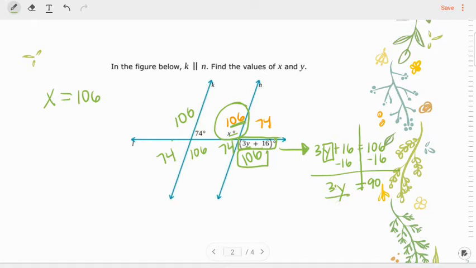My last step is that because that's multiplication, we undo it with division, and I end up with y is equal to 30. So y is equal to 30 and x is equal to 106. Let's look at another example to make sure we've got it.